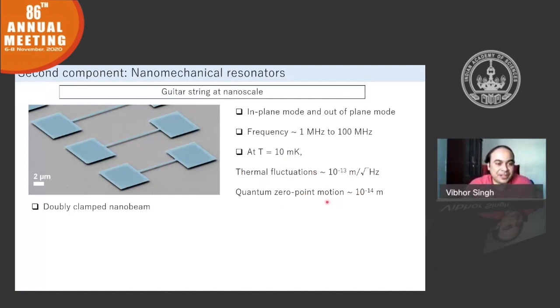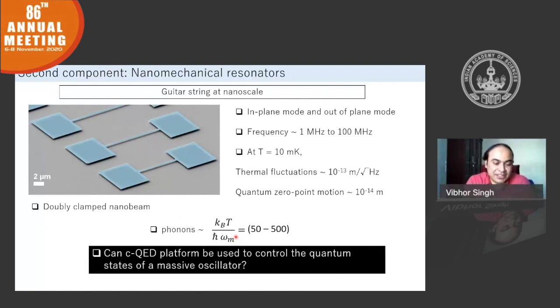If you try to work out how many phonons would be there in a fundamental mode, one can apply the simple equipartition theorem, and you would see that they are of order 50 to 500 nanometer. So the question that we ask in our lab is, can the circuit QED platform be used to control the quantum state of a massive oscillator? And what I mean by that is, can we devise ways by integrating qubit and these mechanical structures together so that any arbitrary quantum state of motion can be prepared in the mechanical oscillator? So that's the question we address.